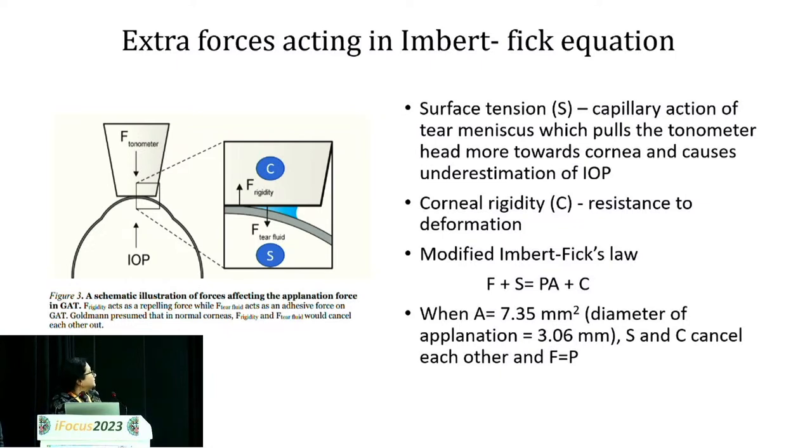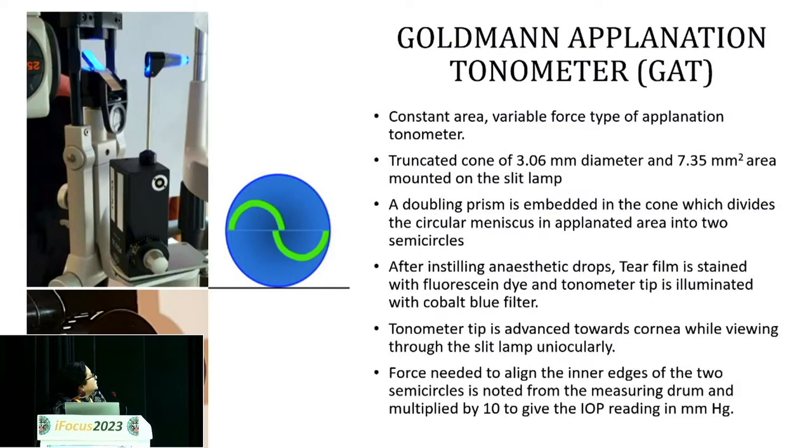So when the area becomes 7.35 millimeters square, S will cancel C and F will become equal to P. The prototype is the Goldmann applanation tonometer. You all know how it looks. This is a constant area, variable force type of applanation tonometer.